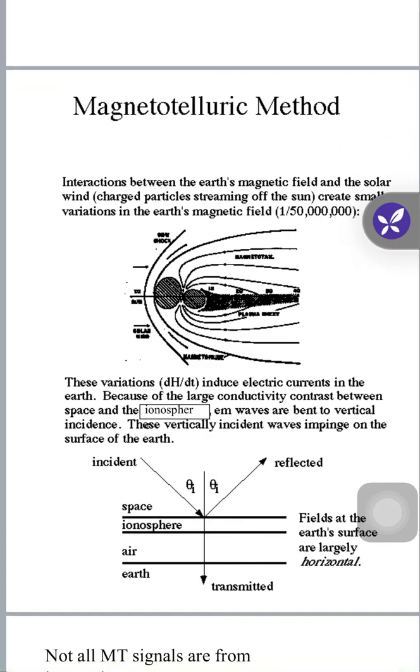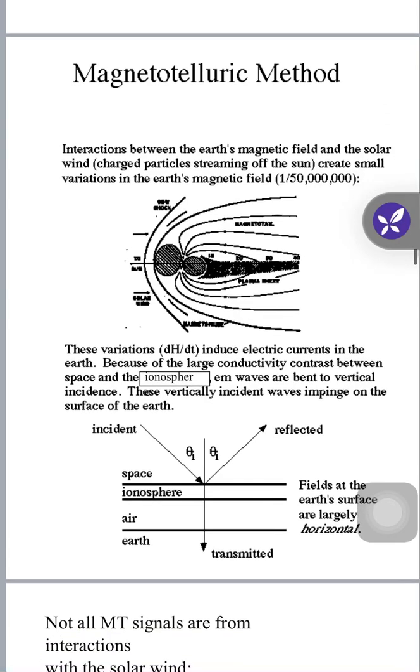The interaction between the Earth's magnetic field and the solar wind creates small variations in the Earth's magnetic field. In fact, very small variations. These variations induce electric currents in the Earth because of the large conductivity contrast between space and the ionosphere. Electromagnetic waves are bent to vertical incidence. These vertically incident waves impinge on the surface of the Earth.